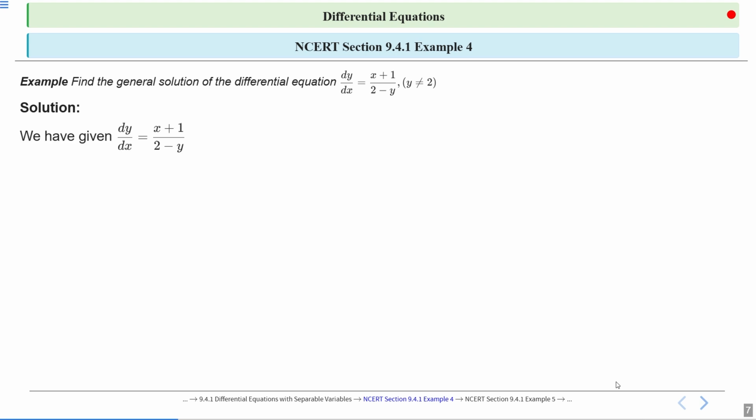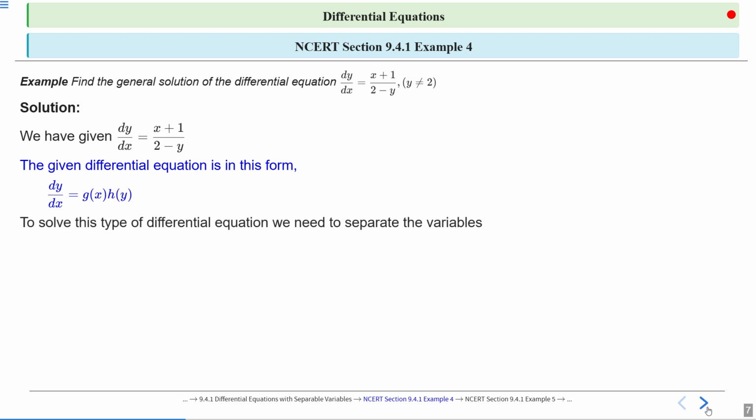So the given differential equation is dy by dx is equal to (x plus 1) by (2 minus y). And it is of the form g(x) into h(y). Here the function g(x) is x plus 1 and the function h(y) is 1 by (2 minus y). So we can solve this differential equation by using the method of variable separable.